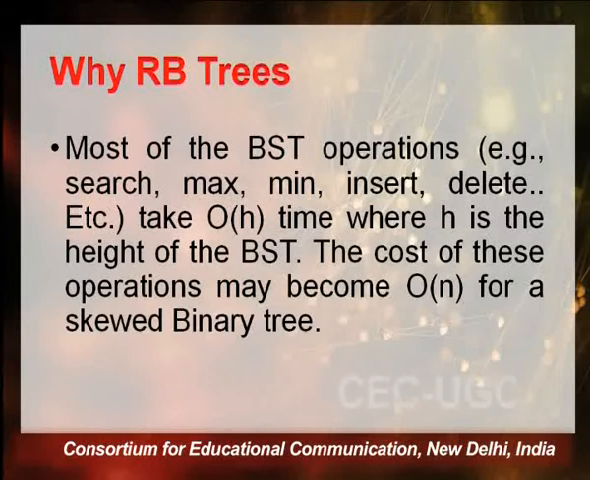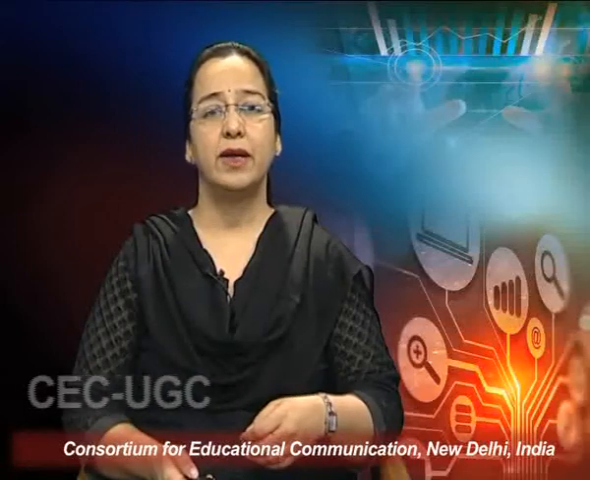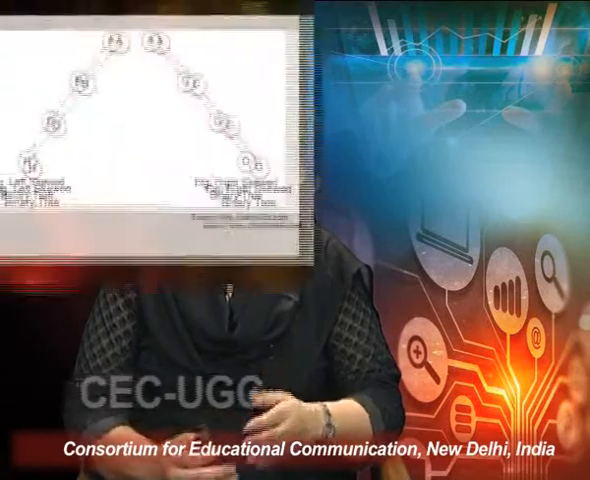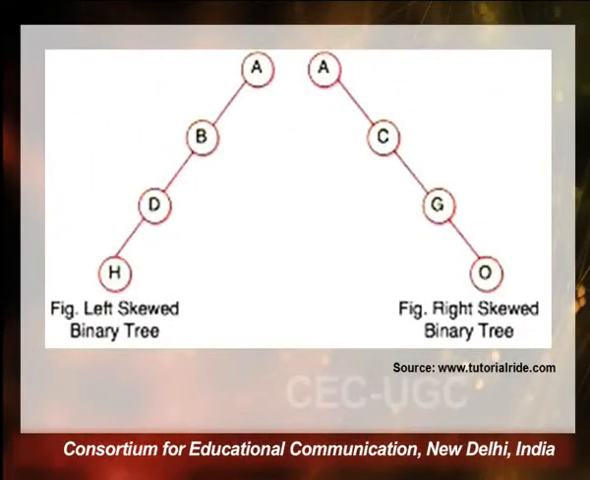As long as this height is within reasonable limits, in terms of log n, that is fine, but the cost of operations may become order n for a skewed binary tree. What actually is a skewed binary tree? Skewed here means a very unproportionate binary tree. You can see on the screen two binary trees which are skewed: one is the left skewed binary tree and the other is the right skewed binary tree.